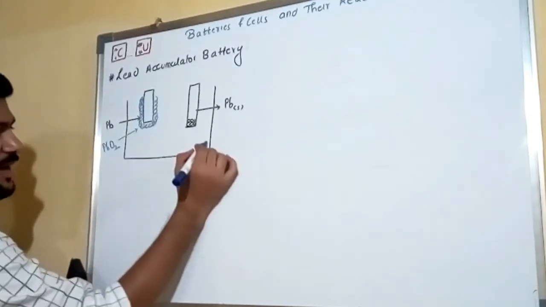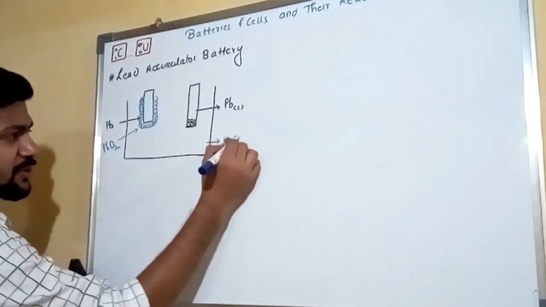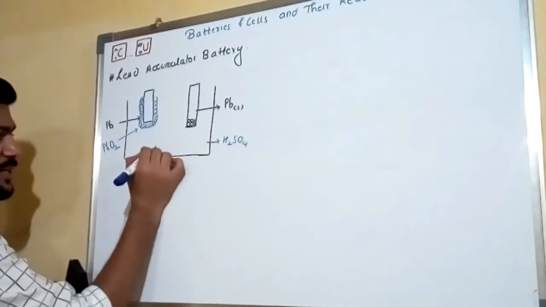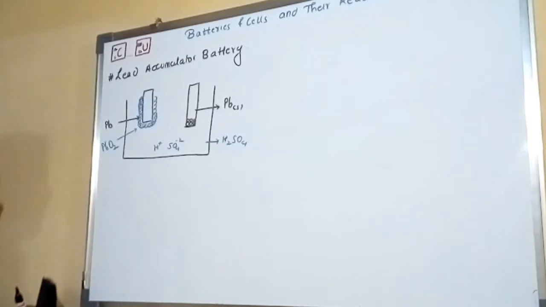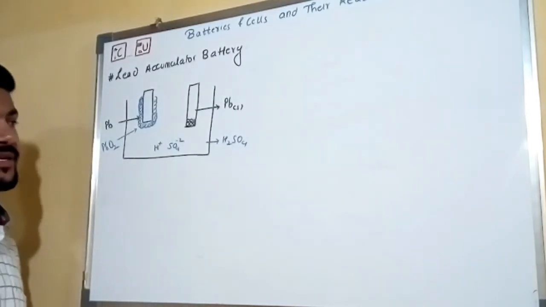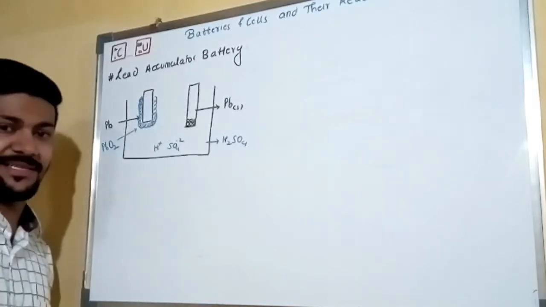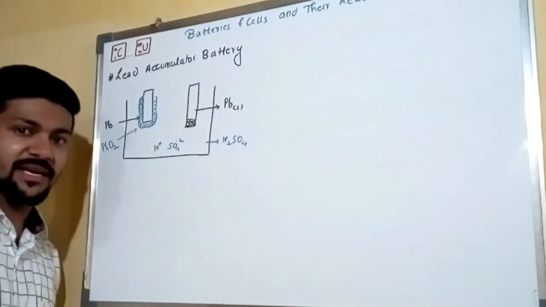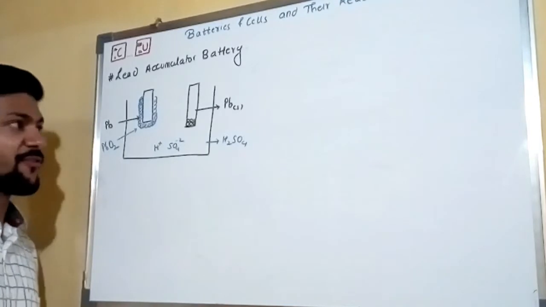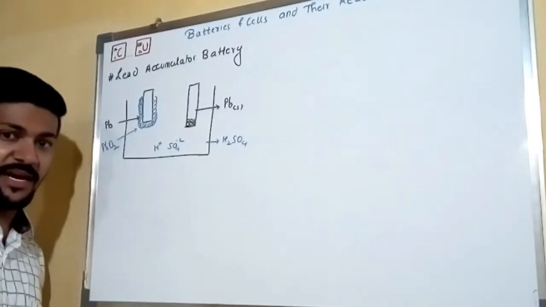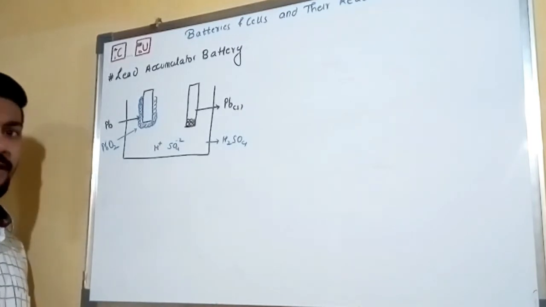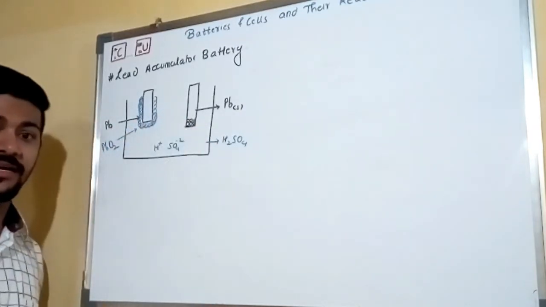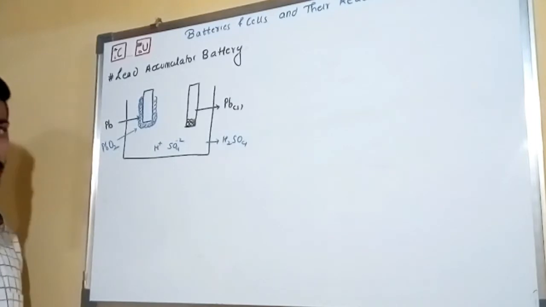You will be having an H2SO4 solution present over here, and that is nothing but H plus as well as SO4 minus 2. Now there's a problem with this cell. This cell can work as a galvanic cell as well as an electrolytic cell. When it is working as a galvanic cell, it will be producing electricity, and when it is working as an electrolytic cell, it will be consuming electricity. In simple words, it can produce electricity and then again it can be recharged. So let us start with the first reaction.